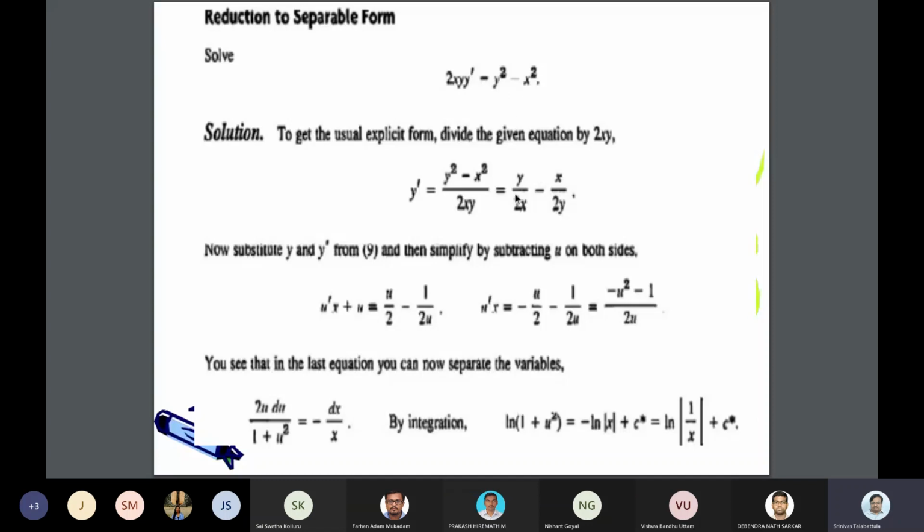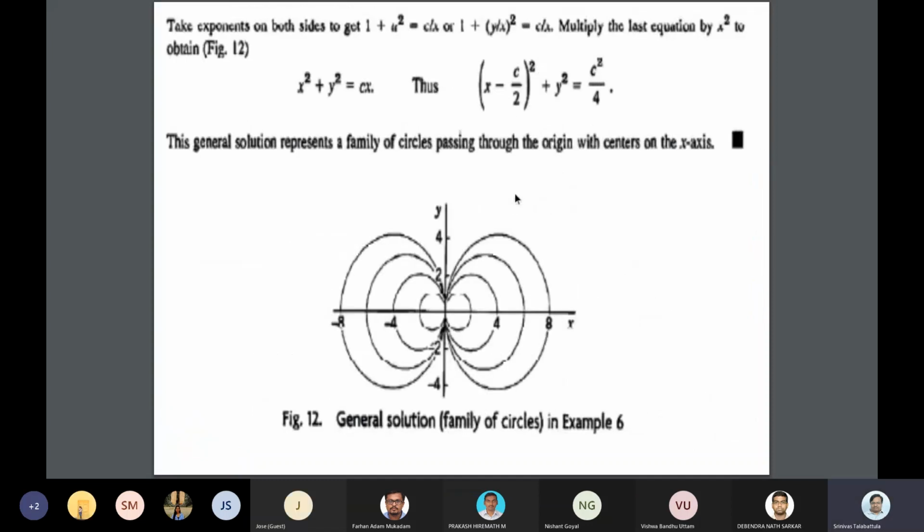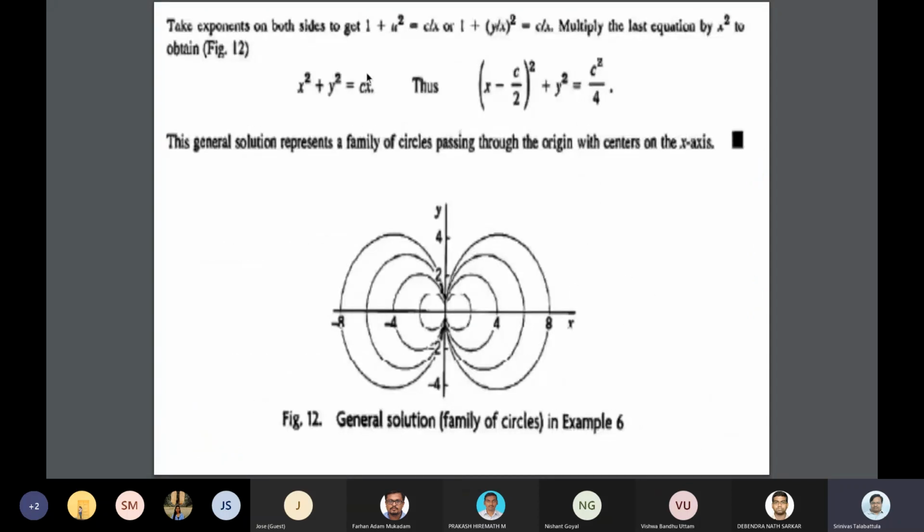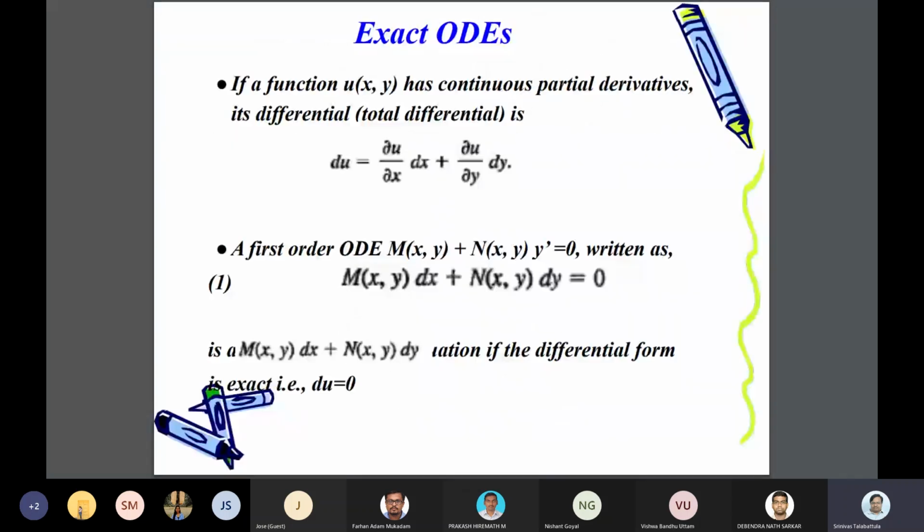Okay. So, and of course, there's a solution that is given for this particular example. We're not too much worried about many examples unless it is necessary. Okay. Now, next category of solutions or tricks is exact differential equations.